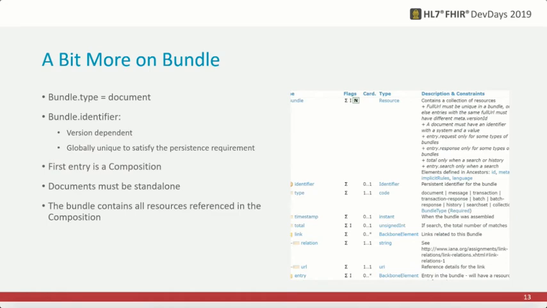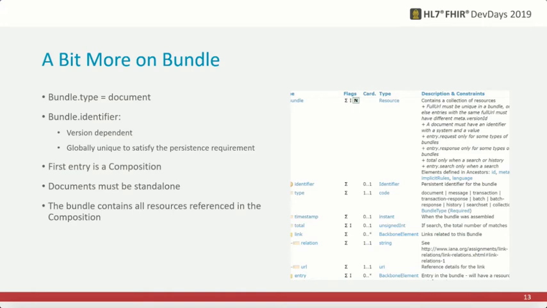First, every bundle resource has a type field on it. There are, I think, about 8 or 9 different bundle types out there, but the one we're talking about here is going to be a type of document. When you do that, a few rules are applied. First of all, the first entry needs to be a composition resource when you've got a bundle of type document. Again, that document must be standalone, so you want to keep everything in it, all the references to all the resources in there.